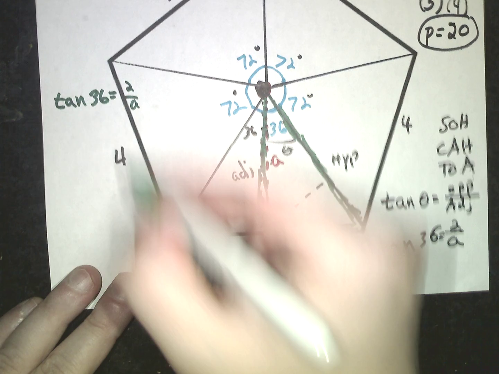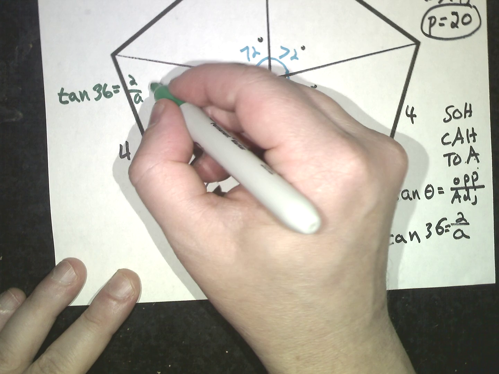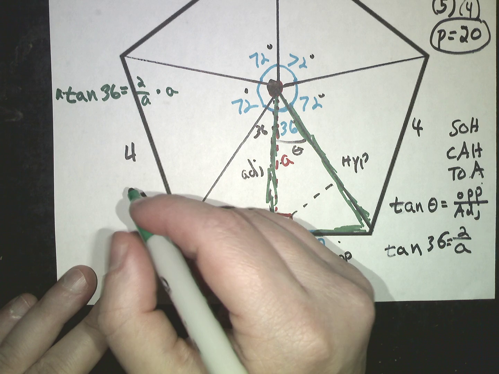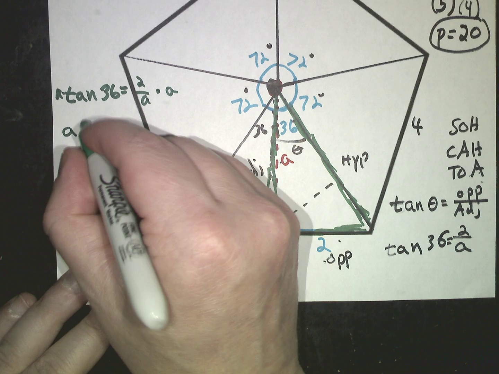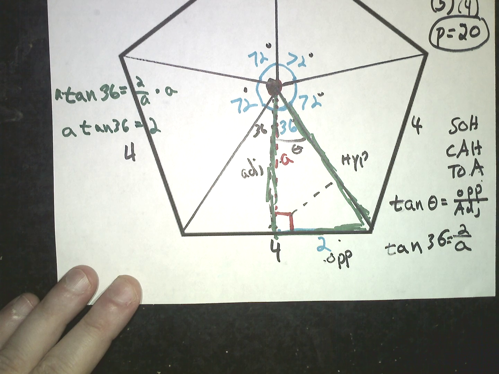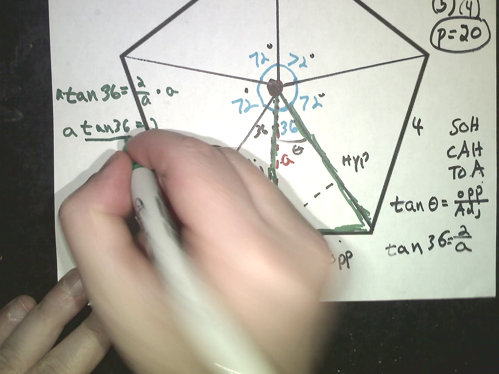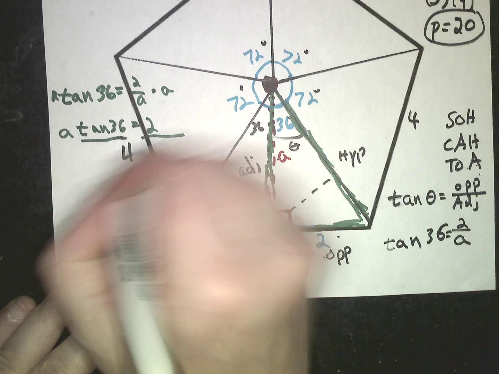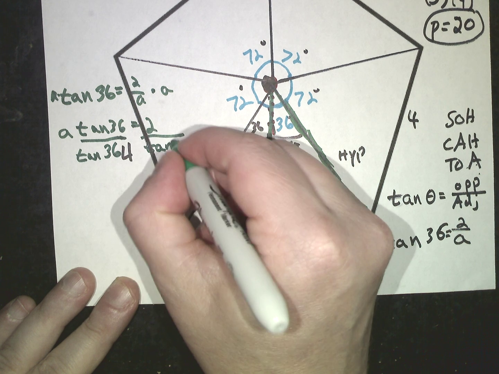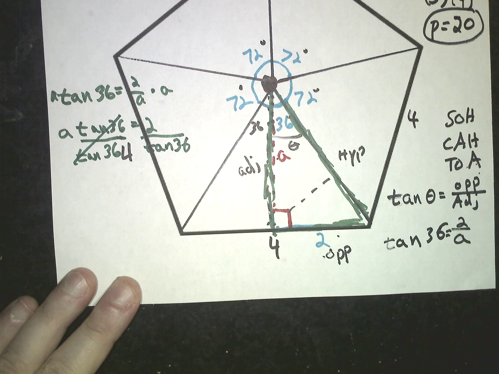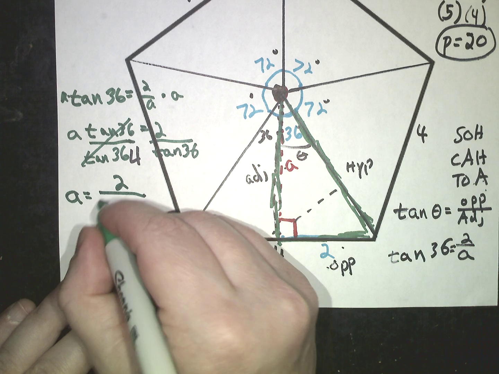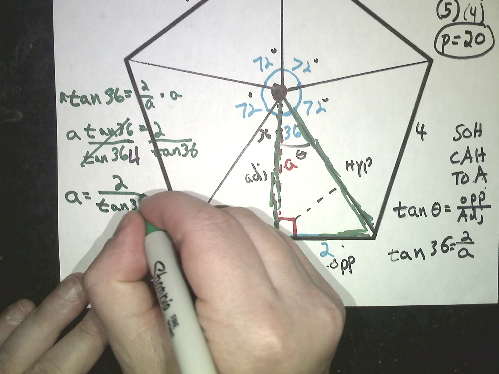It doesn't look like that bad numbers, but I've got to do some algebra first. I've got to get the A up here first. So I multiply both sides by A. Now my next step, I have A tan of 36 equals 2. Now, tan, remember, is just a number, so I can divide both sides by tan 36. These two tans will cross out, and I will have A equals 2 over tan 36.